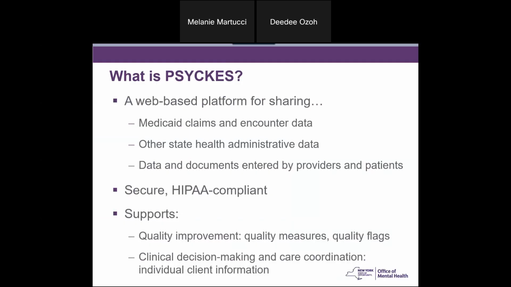So the PSYCKES application is an online web-based application that is secure and HIPAA compliant. And the purpose of the application is for sharing Medicaid claims and encounter data, as well as pulling data from other state administrative databases. So PSYCKES does this by putting this information in a user-friendly format, and it's really designed to support data-driven clinical decision-making, as well as data-driven quality improvement projects. PSYCKES does have ongoing data updates. We update all of our quality indicator reports on a monthly basis, and then we also have individual client-level clinical summaries that are updated every week.